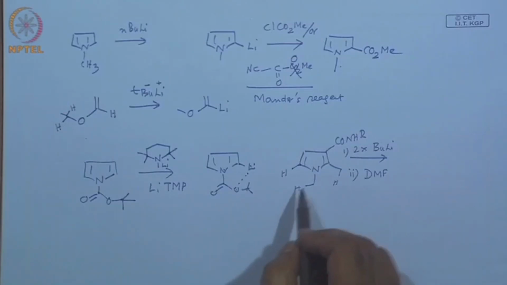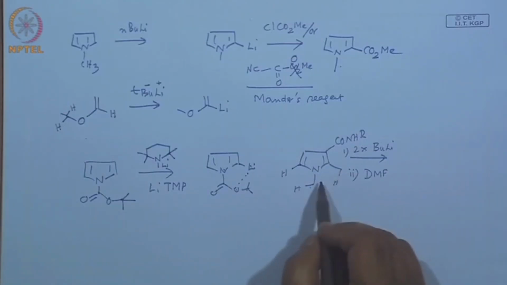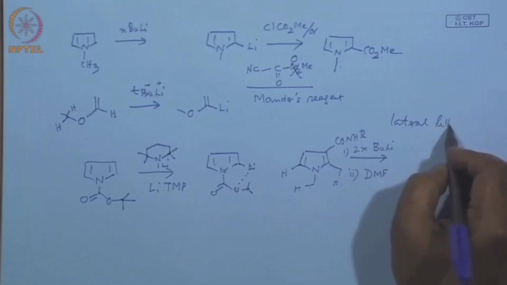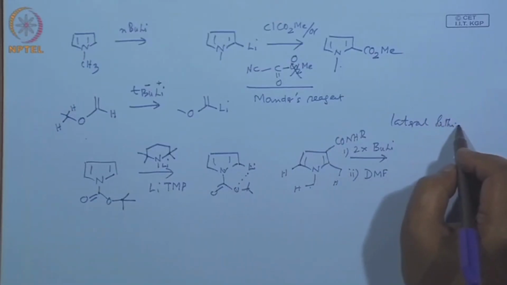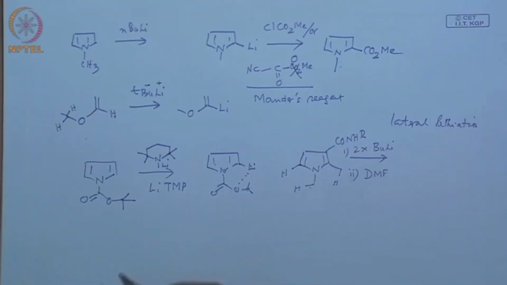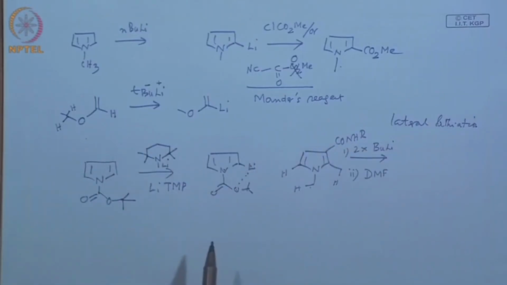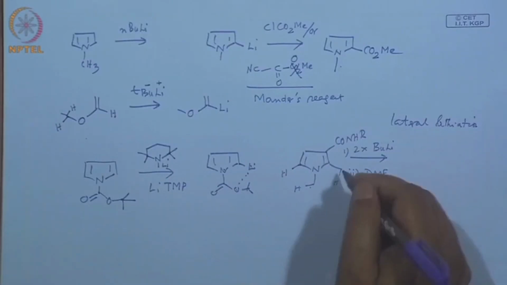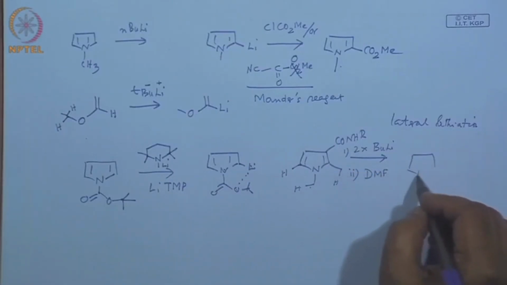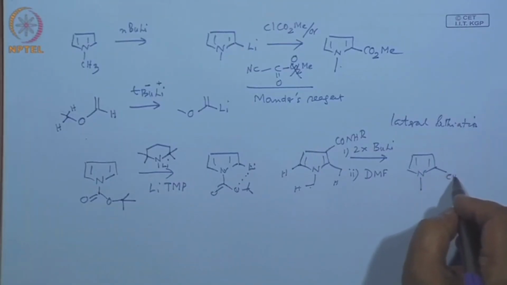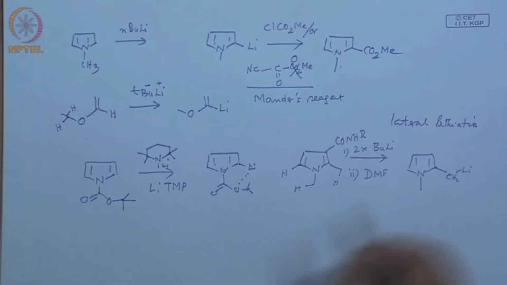But when the lithiation takes place here, we call it lateral lithiation. We often do this in our lab. Lateral lithiation means side chain lithiation takes place. In this case, the lithiation takes place here at the side chain instead of the nucleus. So, you will get this lithiation done here.